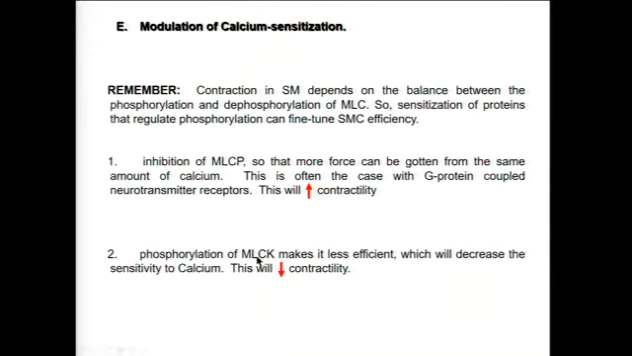If you phosphorylate that kinase, it makes it less efficient. It decreases the sensitivity to calcium, and that decreases contractility. So that's one of the things that nitric oxide does. When I said nitric oxide diffused from endothelial cells to smooth muscle cells, it messed around with guanylate cyclase and caused that smooth muscle to relax. This is one of the major reasons how it does it.